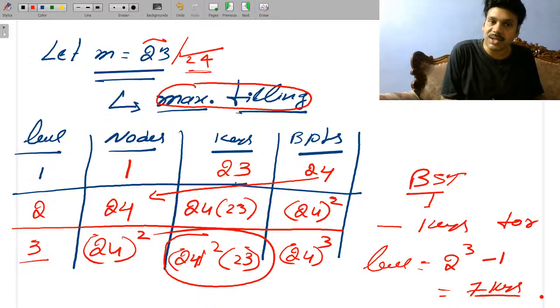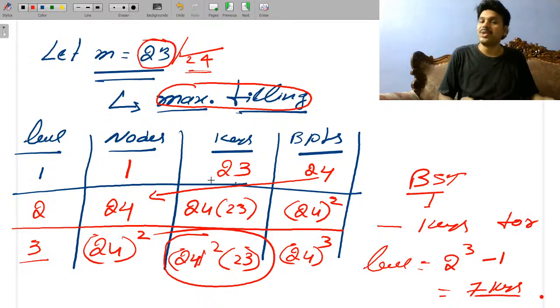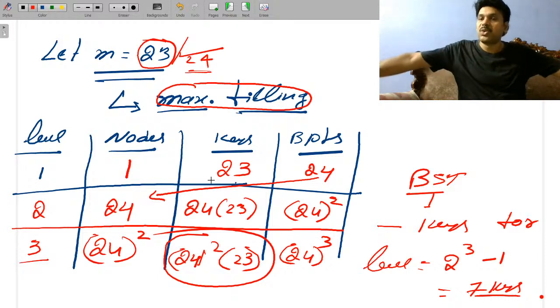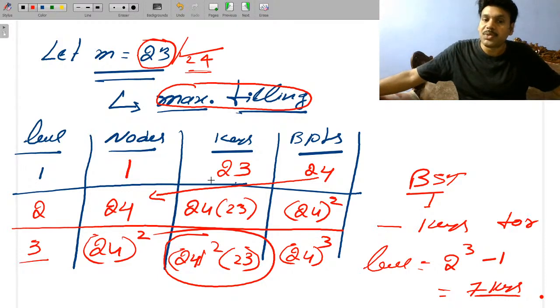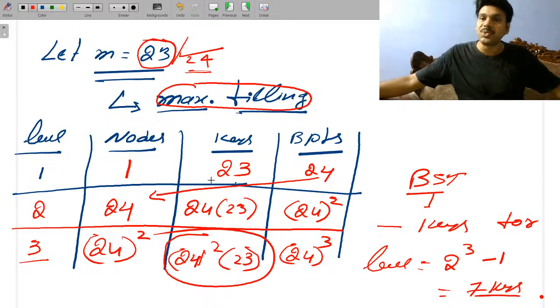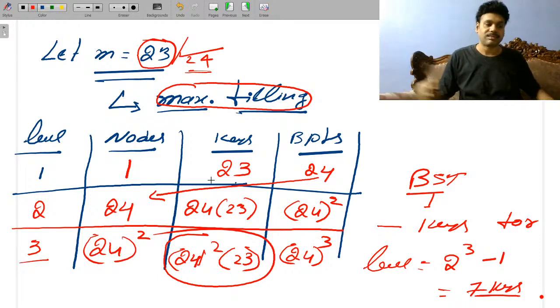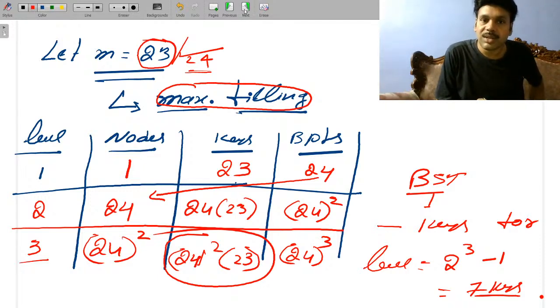But see, imagine by taking m is equal to 23, I can spread over the complete tree up to 24 square into 24 cubed. This is the concept of your B trees. Why it is dynamic, why it is being used in real time, how the tree grows horizontally. Okay, friends? So observe this.